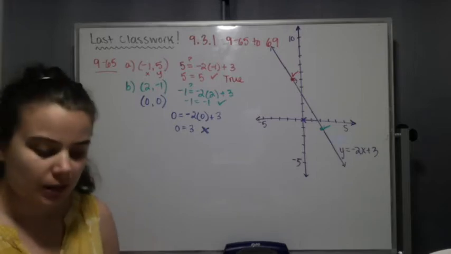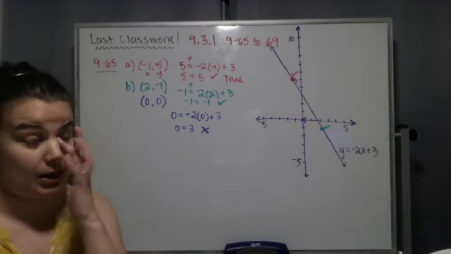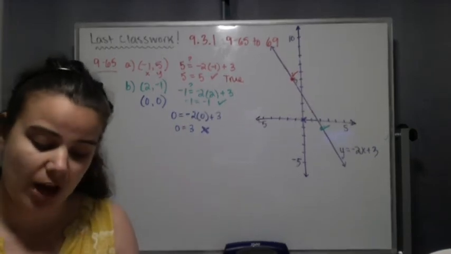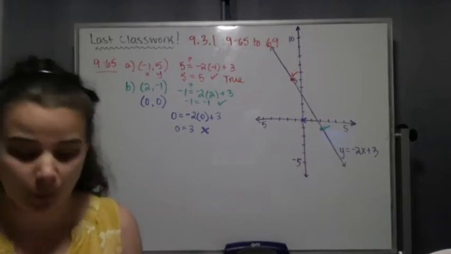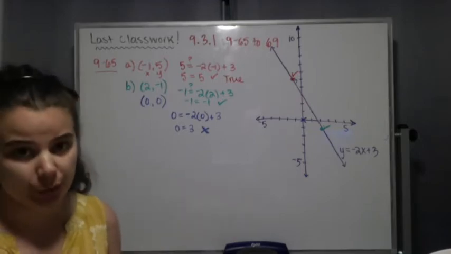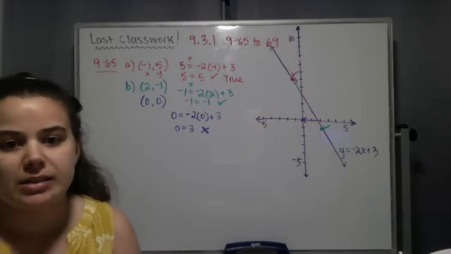Awesome. Try 9-66 part A, please. In the video, I'm giving you the points that I'd like you to try. And if they make your inequality, y is greater than or equal to -2x plus 3, true, then you're going to plot them on the graph. Otherwise, you can mark them false.